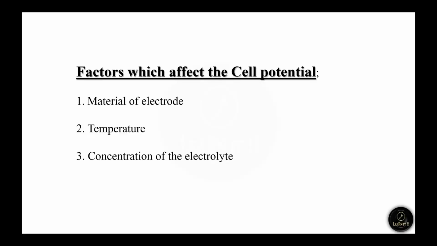The third one is the concentration of the electrolyte. We know a cell is made up of electrodes, and with each electrode there is an electrolyte. As the concentration of the electrolyte changes, the cell potential also changes. This is an important concept, so let us look deep into it.